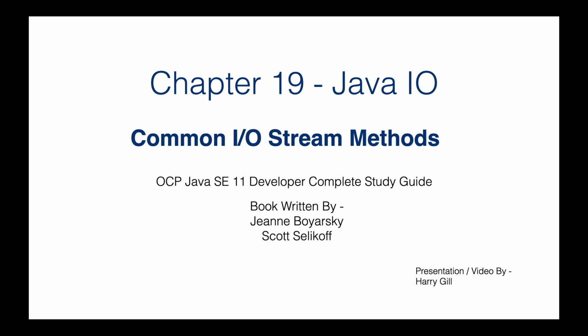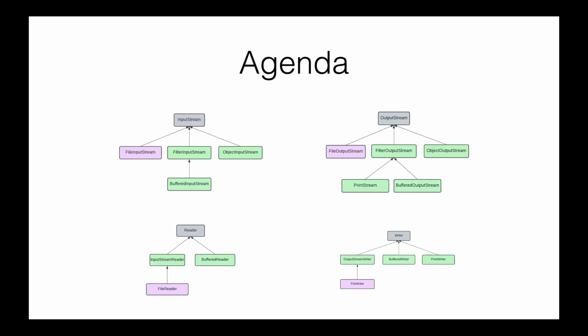Hello everyone, this is Harry Gill, and in this video we are going to look into some of the methods in the IOStream classes. The methods we will look into this session are the common ones that are present in multiple stream classes. In the previous video, we have already seen these hierarchies.